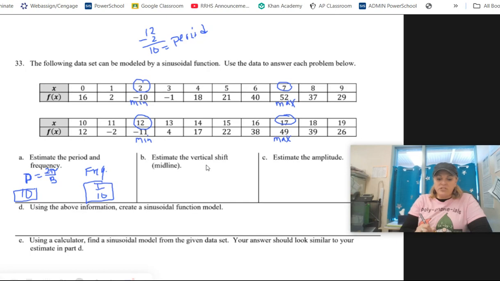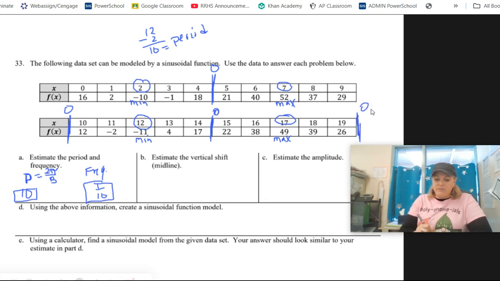So estimate the vertical shift, the midline. For this one, it's kind of different because we need to find where the 0 is. It's way at the bottom, going up, up, up, and then going down. So my 0 is probably somewhere halfway between the min and the max, as far as data is concerned. So I'm just going to put a 0 there, a 0 here, there's another 0, and I don't know for sure, but there might be another 0 right here.